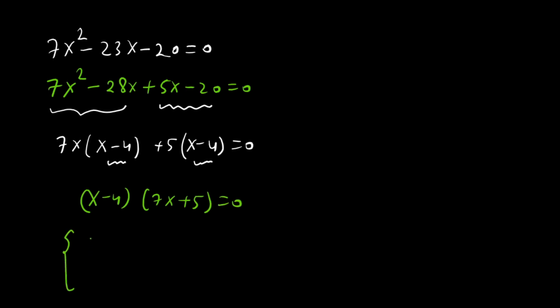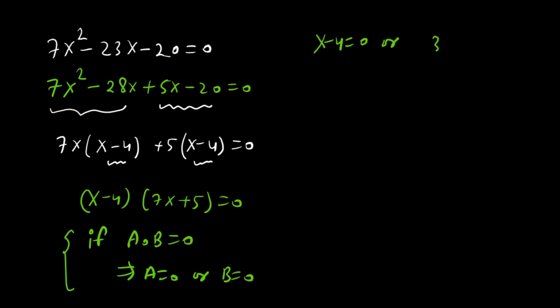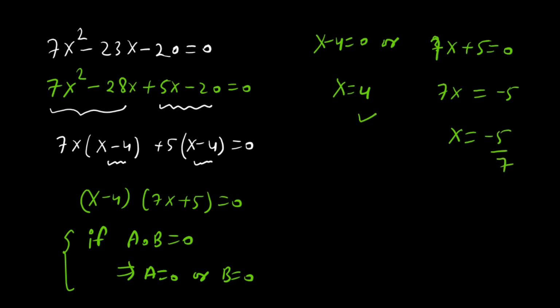And we know that if a times b is equal to 0, this implies a is equal to 0 or b is equal to 0. If we apply this rule, then we can say x minus 4 is equal to 0 or 7x plus 5 is equal to 0. Then here the value of x is 4, and here 7x is equal to minus 5. Now if we divide both sides by 7, then the value of x is minus 5 over 7. Then here we have two solutions: x is equal to 4 and x is equal to minus 5 over 7.